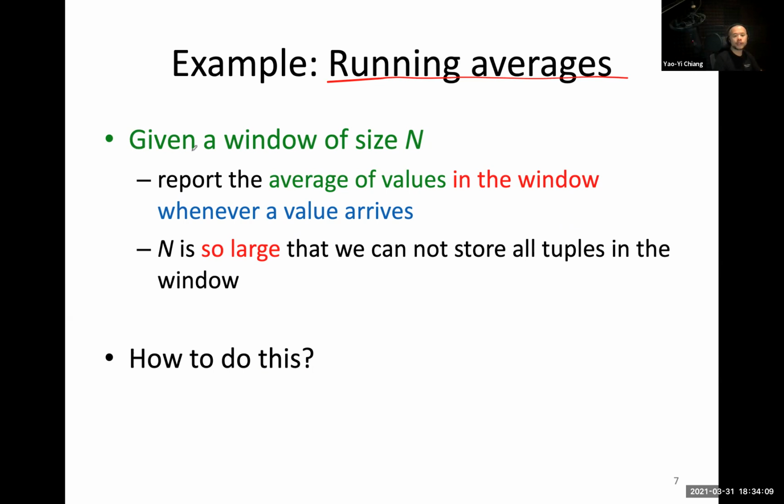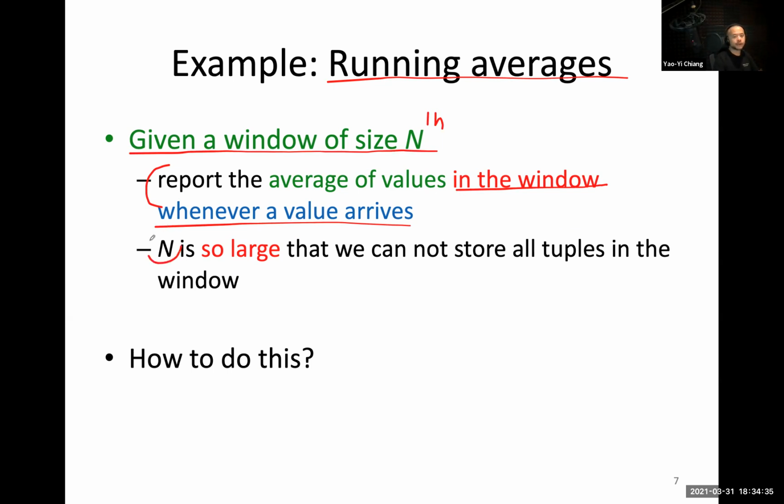Say, given a window size of n, we want to report the average values in this window n whenever a new value comes in. So n can be 1 hour, and the value could be temperature. We want to report the average temperature in the last hour when a new temperature value comes in.